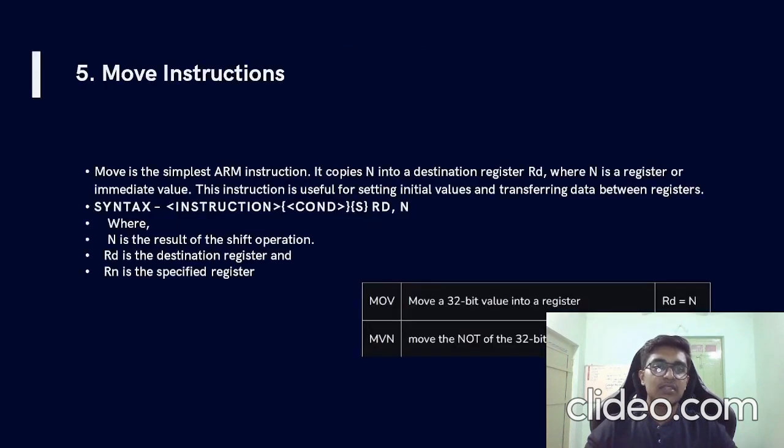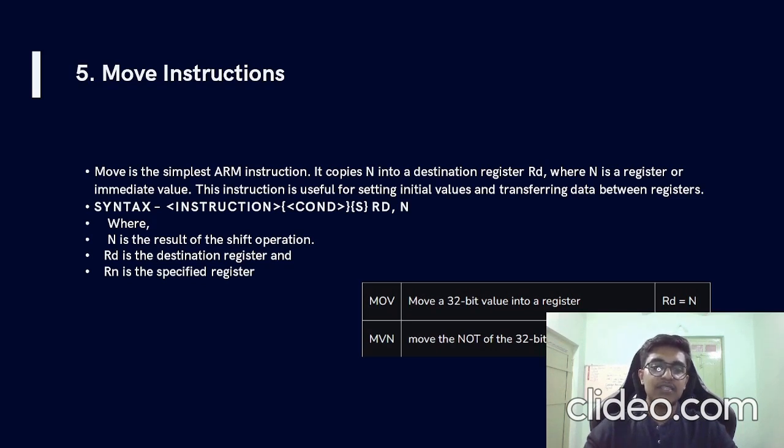Moving on with the next instructions, the move instructions. The move is the simplest ARM instruction and copies N into a destination register RD, where N is a register or immediate value. This instruction is useful for setting the initial value and then transferring data between the given set of registers. The syntax is as follows. Instruction, the condition given within the parentheses and the following registers with the specified number and specified name, where N is going to be the result of the shift operation, RD is going to be the destination register, and RN is the specified register.